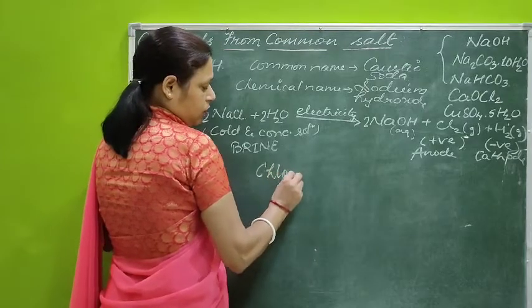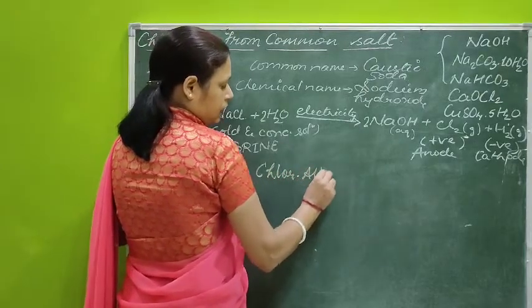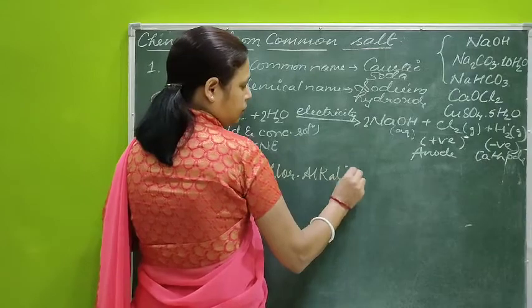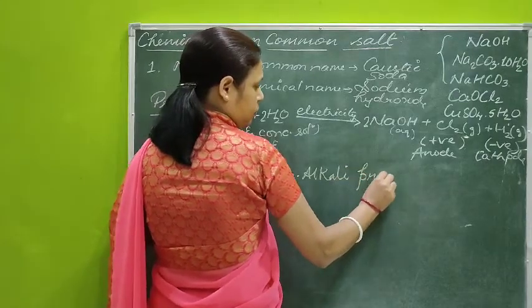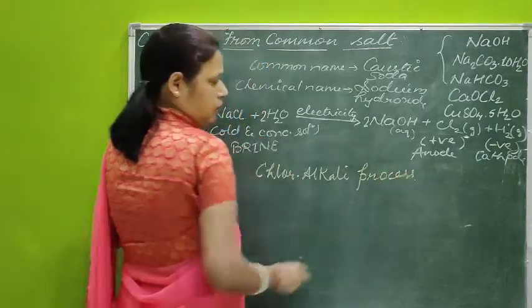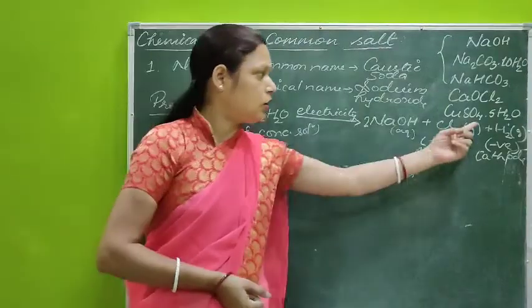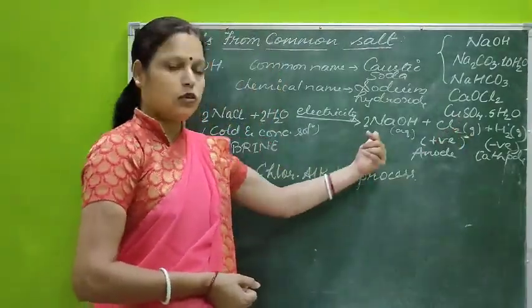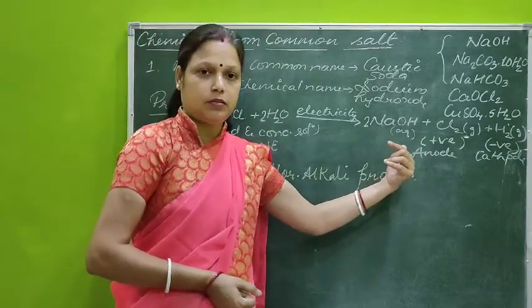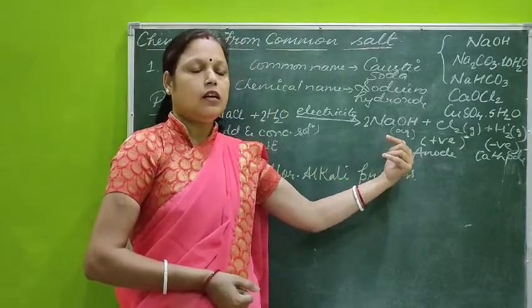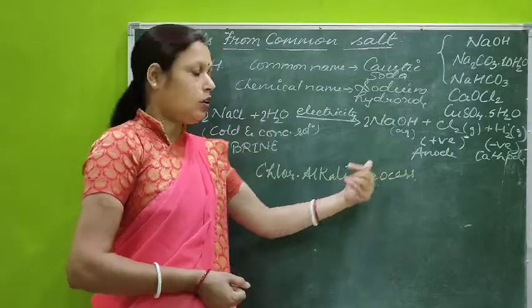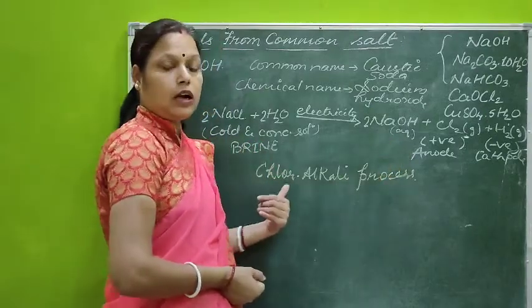This process has a very special name: the chlor-alkali process. The reason for calling it chlor-alkali process is that chlor is used for chlorine, and alkali since sodium hydroxide is a strong base, so it is also known as alkali. So we can call this process the chlor-alkali process.